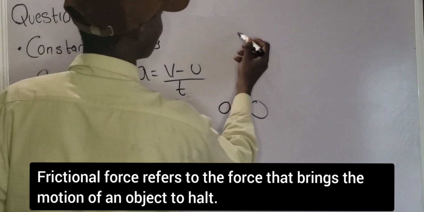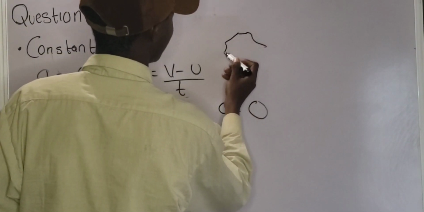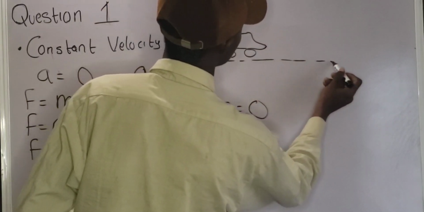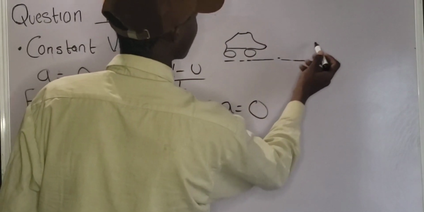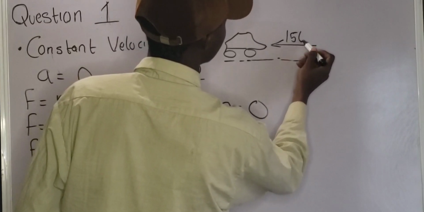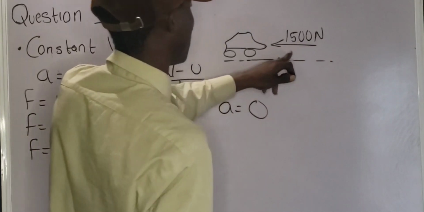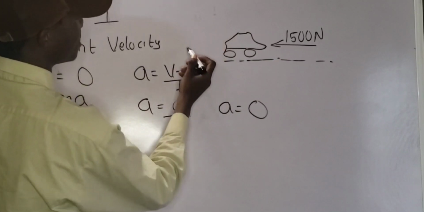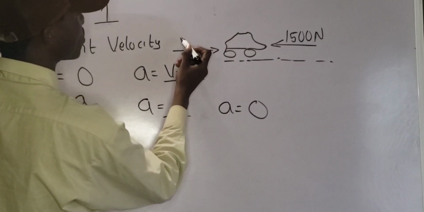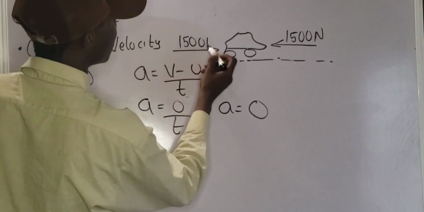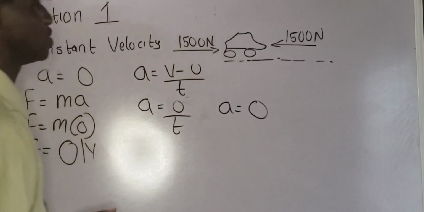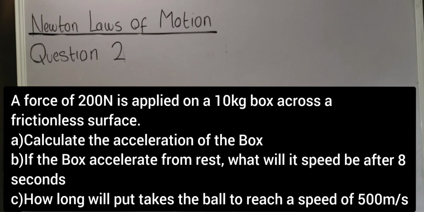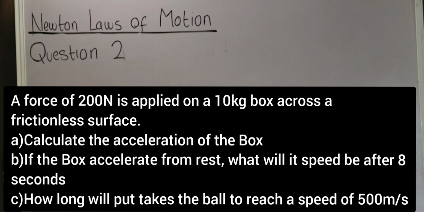So, let's say this is the car and it's moving in this direction. I'm not really good at drawing, okay? We are told that a frictional force of 1,500 Newton is acting on the car. So therefore, for this object, the force that the engine applies is also 1,500 Newton. You understand?